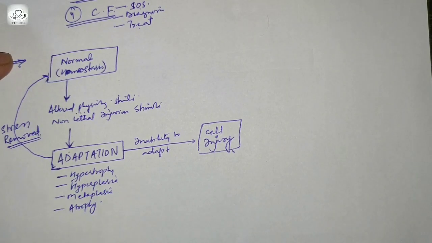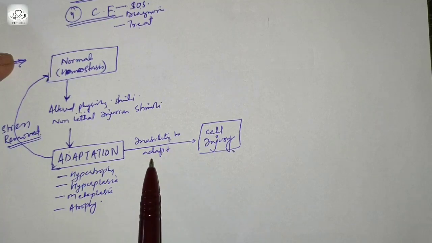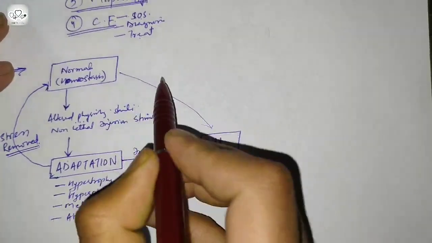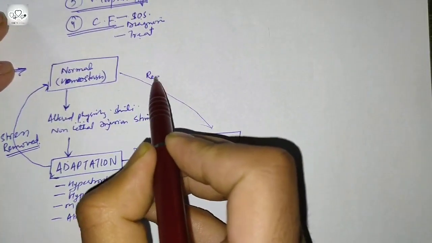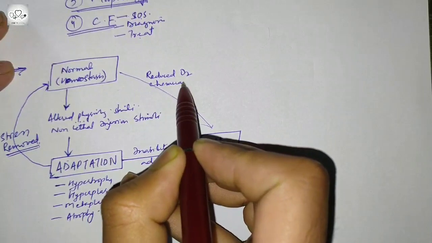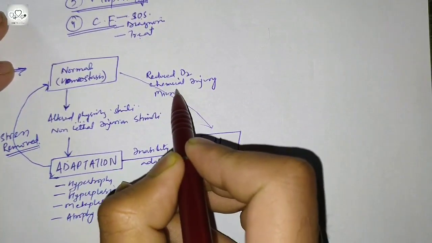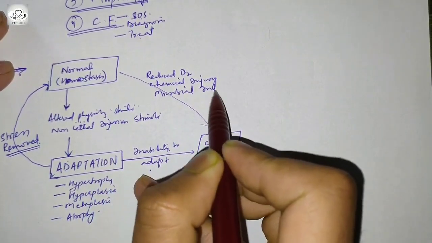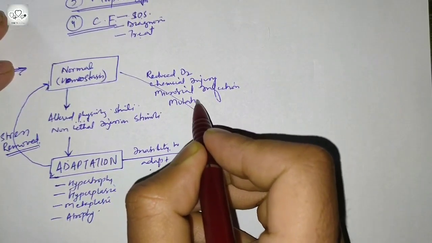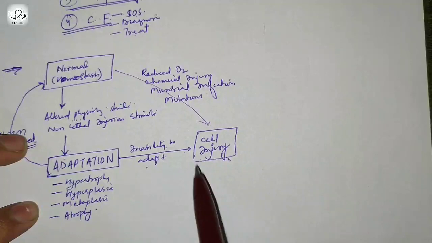And this cell injury may be of many types. Either it can occur because of an inability to adapt, or it can directly occur from a normal cell if there are certain things like reduced O2 supply or chemical injury, or if there is a microbial infection. All right, or if there are certain mutations. In general, these are certain things that might directly lead to cell injury.